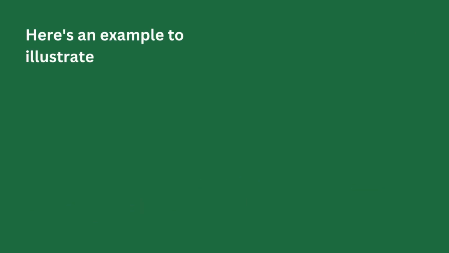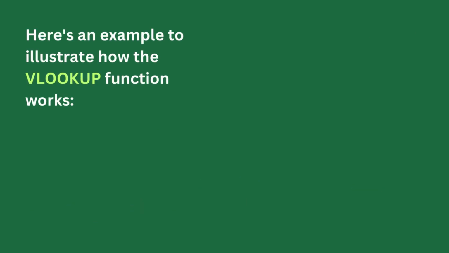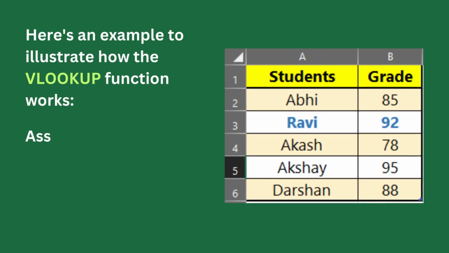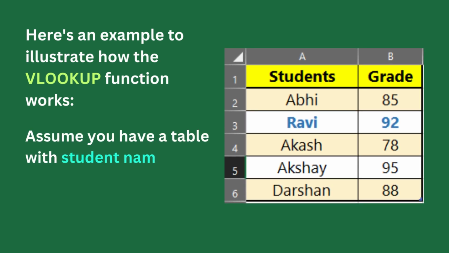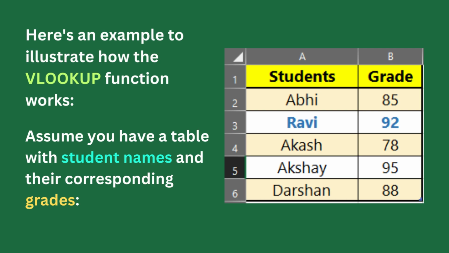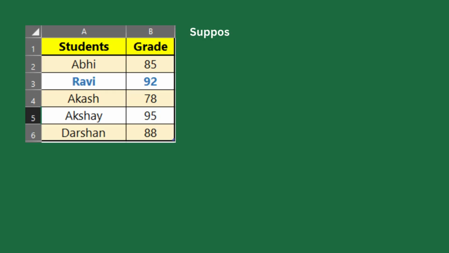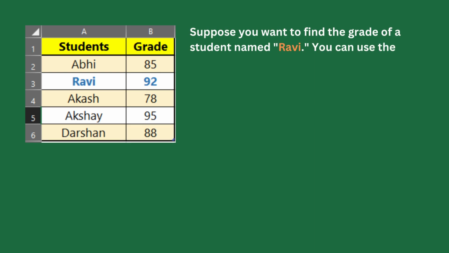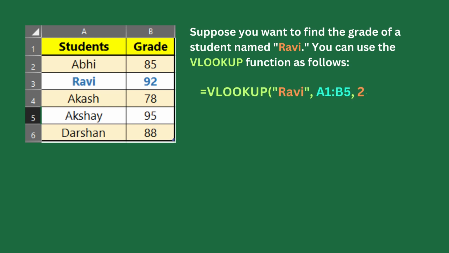Here's an example to illustrate how the VLOOKUP function works. Assume you have a table with student names and their corresponding grades. Suppose you want to find the grade of a student named Ravi. You can use the VLOOKUP function as follows. Equals VLOOKUP, Ravi, A1:B5, 2, false.